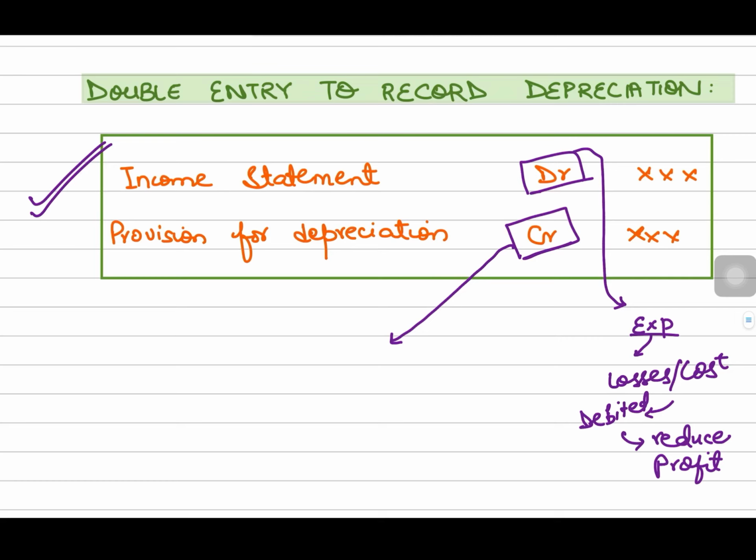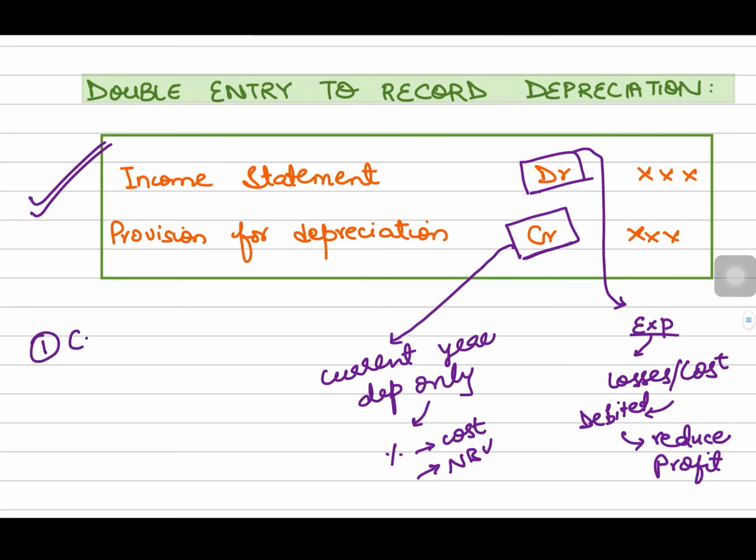Now, with what amount should I make this double entry? The amount that I calculate at year end for current year depreciation only, that is calculated after applying the percentage on, let us say, cost if it is the straight line method, or on the net book value. So, first of all, only the current year depreciation is recorded in the income statement.